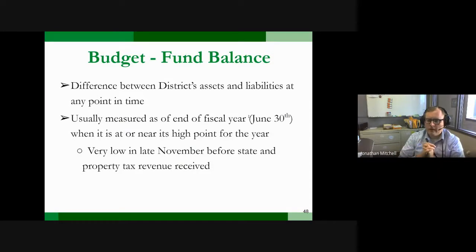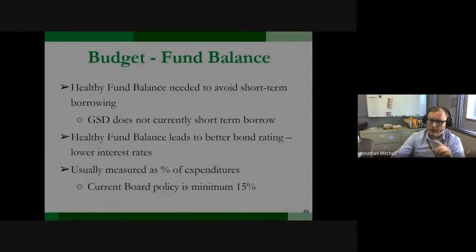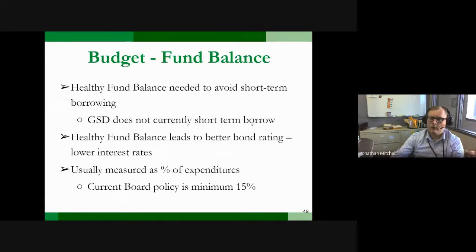One other item we wanted to add on to the presentation was fund balance. So the difference between the district's assets and liabilities at any point in time. And when we present this on our financials, this is a snapshot at the end of June 30th. So one point we want to make is that while it's presented in the financials as June 30th, it is very low in late November before we get state aid payments and property tax revenues for our school year. So just like you would have a checking account where you see highs and lows during the school year, while we do a snapshot on June 30th, our low point is at the end of November.